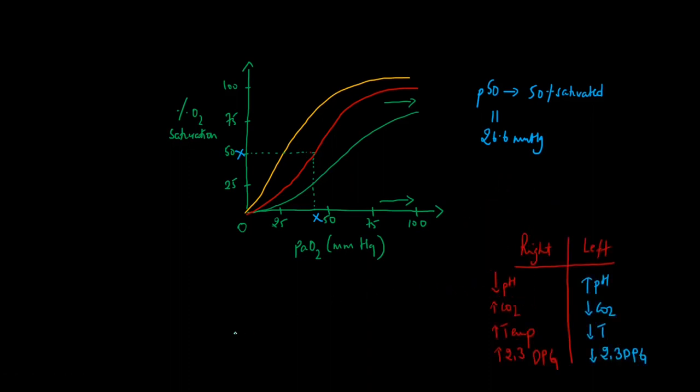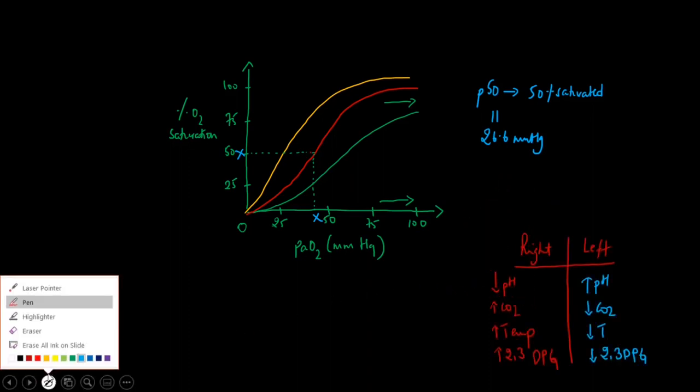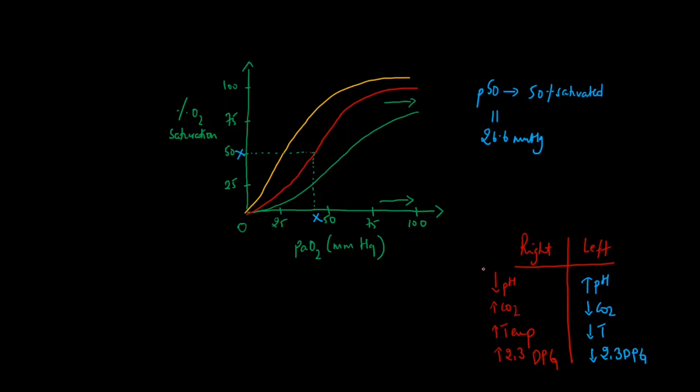So why does low pH cause a right shift? Well, in an acidic environment, the binding of hydrogen ions is going to lead to a decreasing affinity of hemoglobin to oxygen.